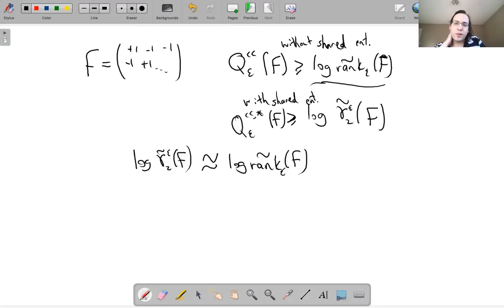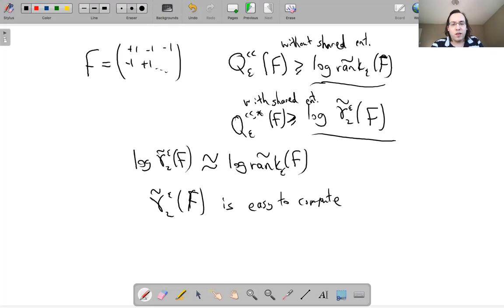So the loss here depends also on the size of F. So there's a bit of a loss in between the conversion of approximate gamma 2 norm and approximate log rank, but they're very similar measures. And so it's interesting to note that this measure is basically better in that it also lower bounds quantum communication complexity with shared entanglement. And additionally, the gamma 2, even the approximate gamma 2 norm of F is easy to compute.